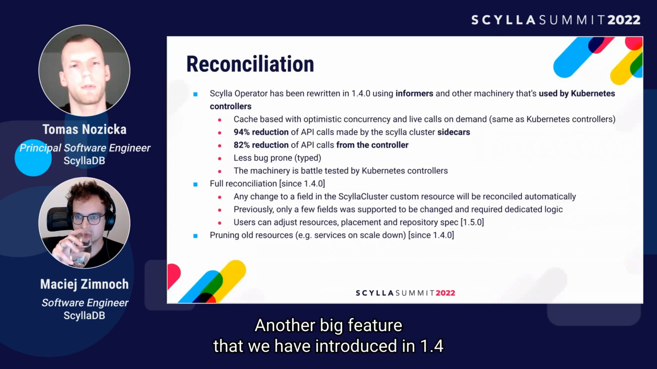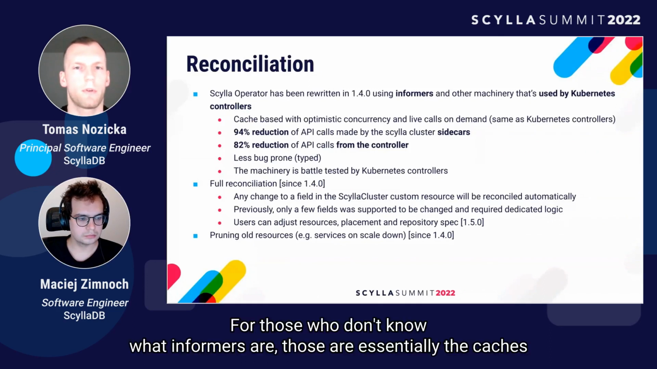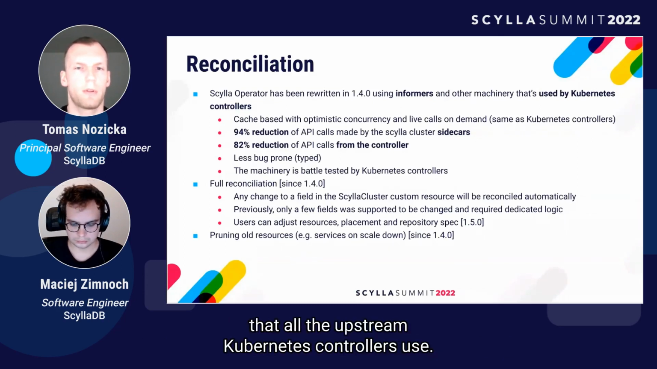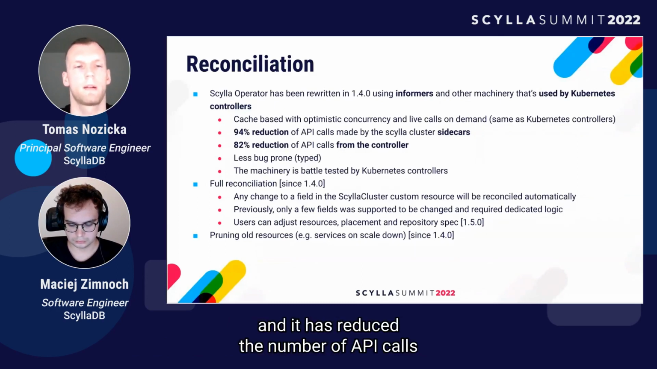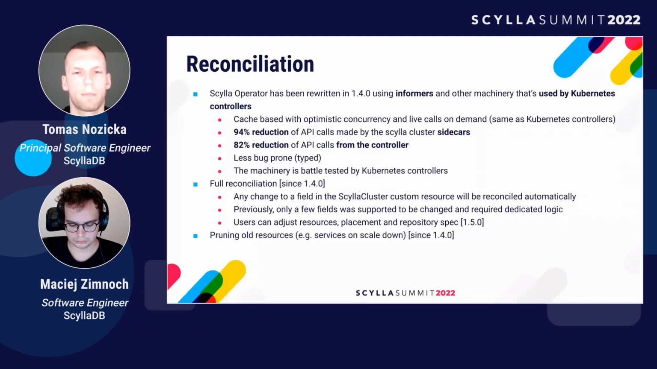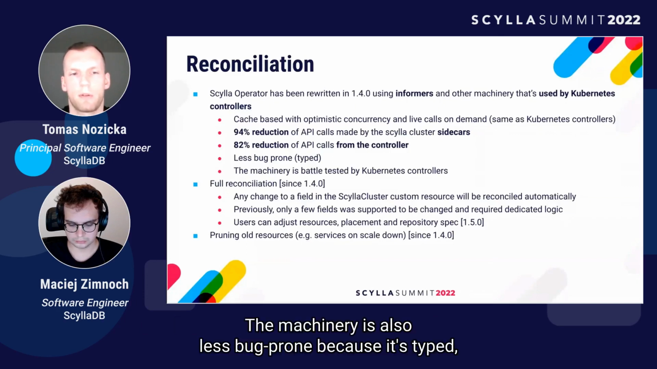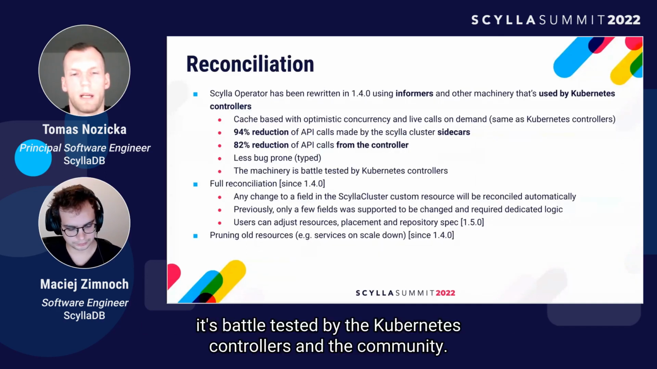Another big feature that we have introduced in 1.4 is the rewrite of the operator to use informers and the other Kubernetes machinery. For those who don't know what informers are, those are essentially the caches that all the upstream Kubernetes controllers use. For us, that has made a significant impact, and it has reduced the number of API calls made by the sidecar to 6%, and 18% for the calls from the controller. The machinery is also less bug prone because it's typed, and as I said before, it's battle tested by the Kubernetes controllers and the community.